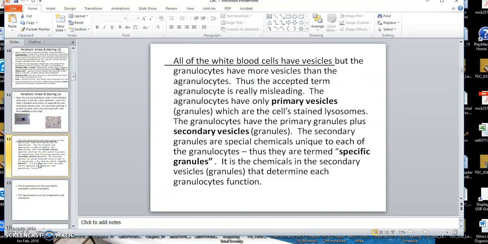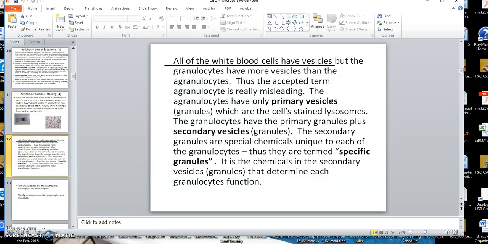The vesicles, you have two types of vesicles, the primary vesicles and the secondary vesicles. The primary vesicles are stained lysosomes. Both the granulocytes and agranulocytes have those. The secondary granules are specific granules. They are specific to the various cell types, the neutrophils, eosinophils, and basophils, which have them.